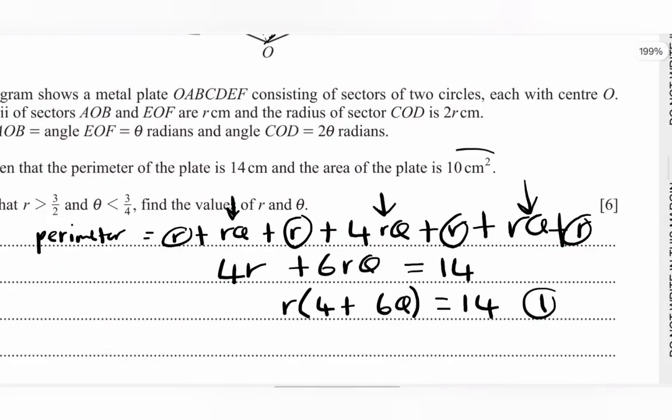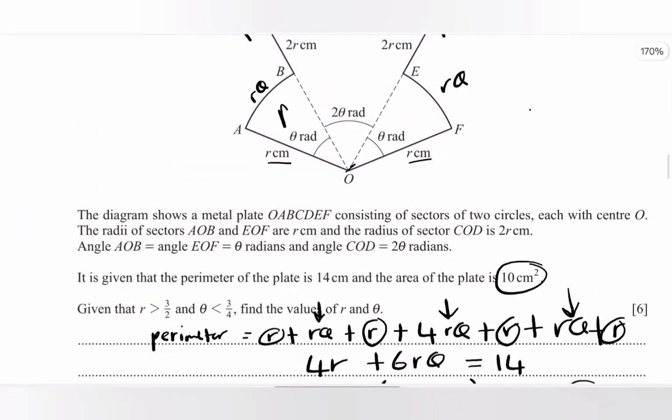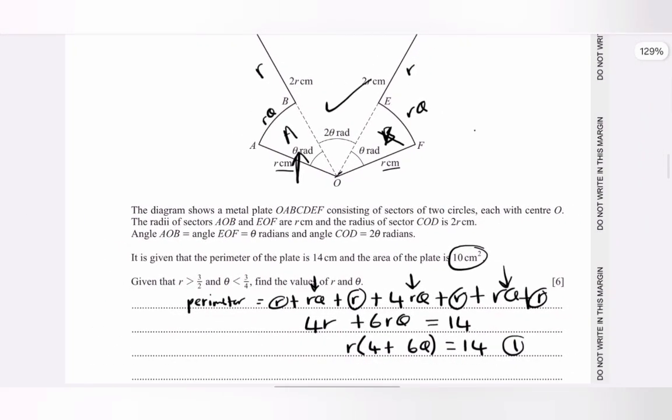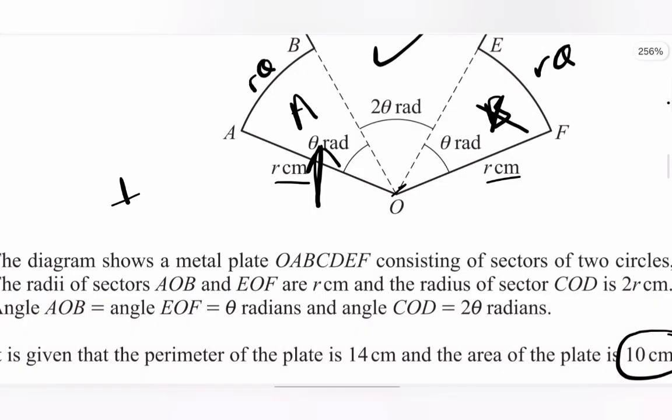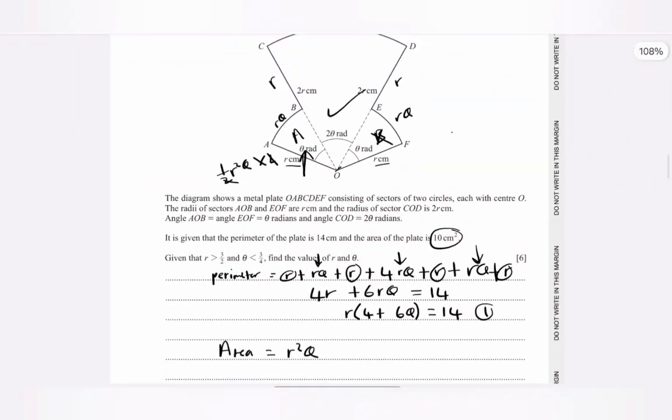And for the second one, we are now using the area. We're going to get area of A, which is equal to area of B. So we're just going to get area of this and multiply it by 2. Then we get this area, and adding the 2 should give us 10. So for this, we know it's half r squared theta, and multiplying it by 2, we get r squared theta. So then we write area is equal to r squared theta, and that is for A and B.